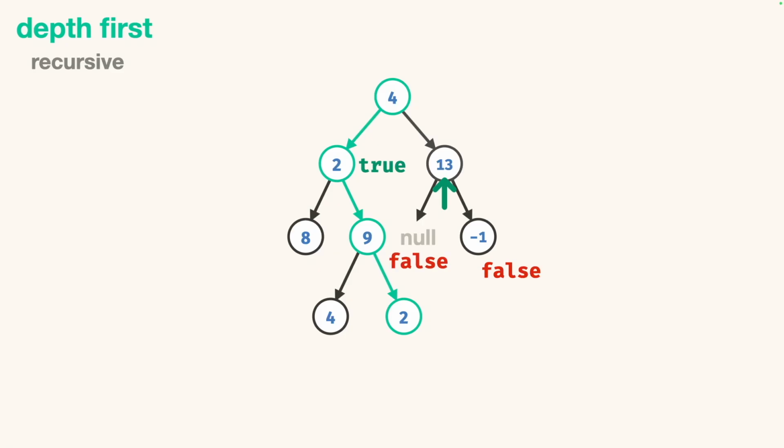Like before, this call is going to return true only if at least one of its children are true. Because they're both false here, this 13 is just going to ultimately return false. Now I can finally evaluate at the root node 4. Because it has at least one true child, it's going to return true. And that's how you would get your final answer in that top level call.